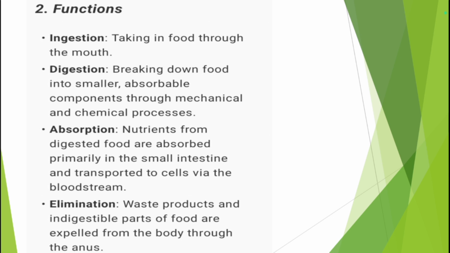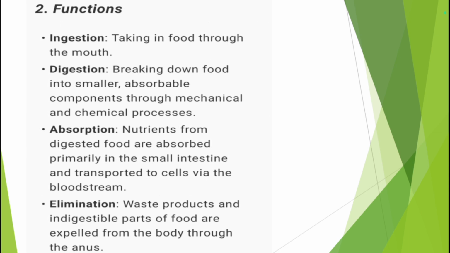And absorption occurs in the small intestine where villi are present. Villi are small finger-like outgrowths. This is a key point for you. These are present to increase the surface area of the small intestine, which helps in absorption.